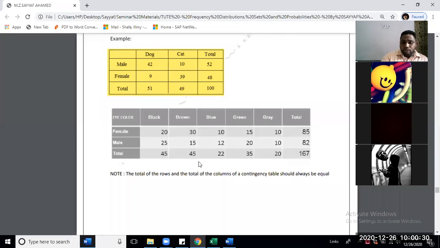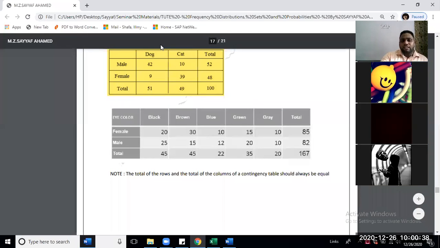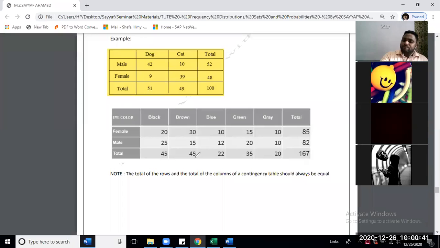So there's a note here. The total of the rows and the total of the columns of the contingency table should always be equal, so that everyone knows. And if you want to find the probability, let's say, of a female having a cat as her pet, that means 39 is the number of female cat owners, out of 100. So the probability of a female having a cat is 39 out of 100. And when you are giving the fraction, if it is simplifiable, simplify and give the simplest, smallest answer.